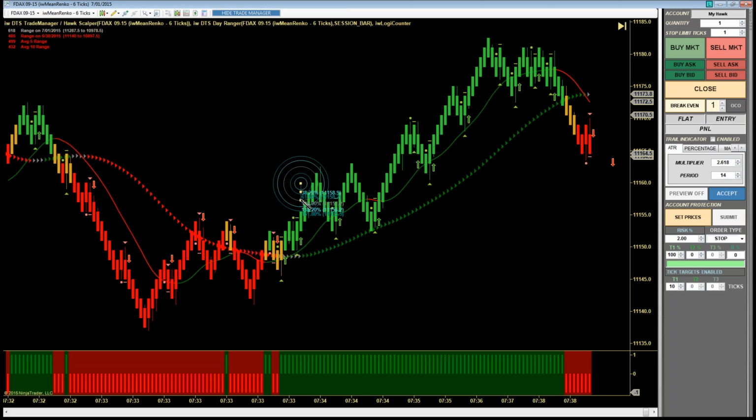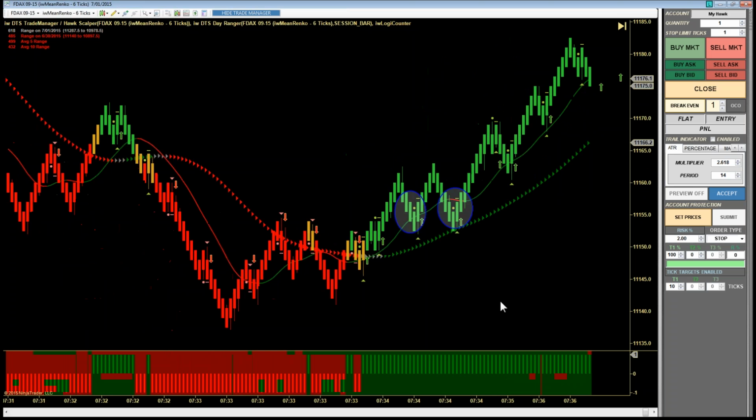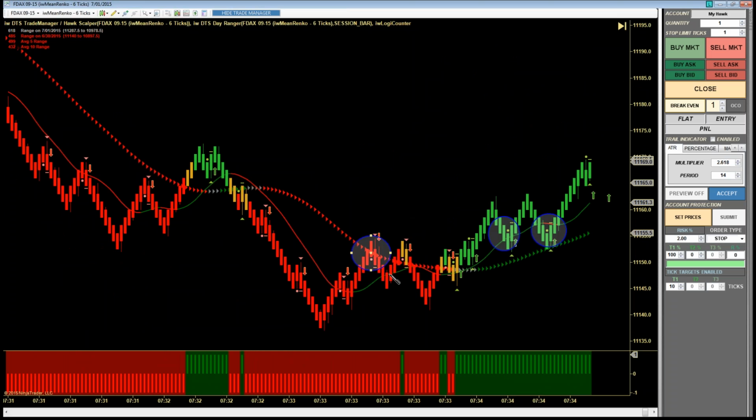Here's a first, oh, doggone it, wrong tool. Here's a first micro macro cross. Here's a macro pullback signal. Here's a first micro macro cross to the downside. Here's a macro pullback signal that you took a little bit of heat on, but it eventually fell to its profit target.